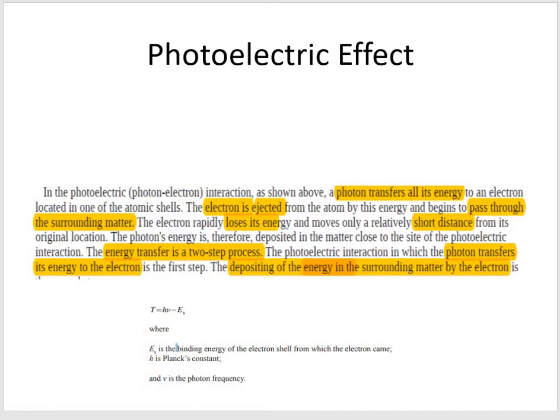Photoelectric interaction requires one condition: the incoming photon must possess energy higher than the binding energy of that electron. Also, photoelectric interaction normally occurs with the electron with the highest binding energy of that particular atom, so normally it occurs with a K shell electron.